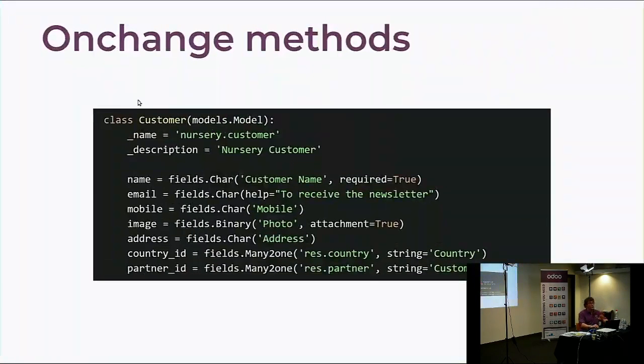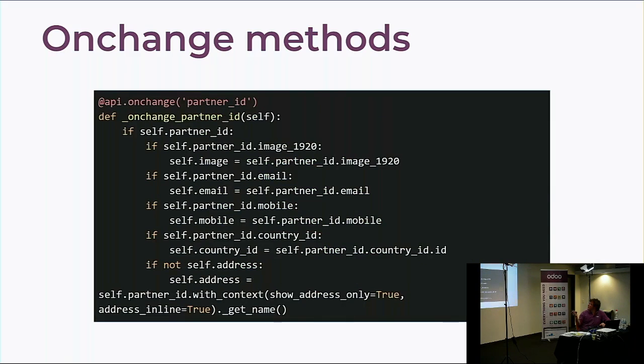So I will maybe be a little quicker, because I think it's the end of the talk. You can have an Onchange method, which means that on the interface you can interact with the field values if some conditions are met. Here, I just add some fields on the customer: name, email, mobile, etc., and a link to the partner. It's a basic model in Odoo on which there are already an email, an image, a phone number, etc. And I add an Onchange method here, which is triggered by the partner ID field.